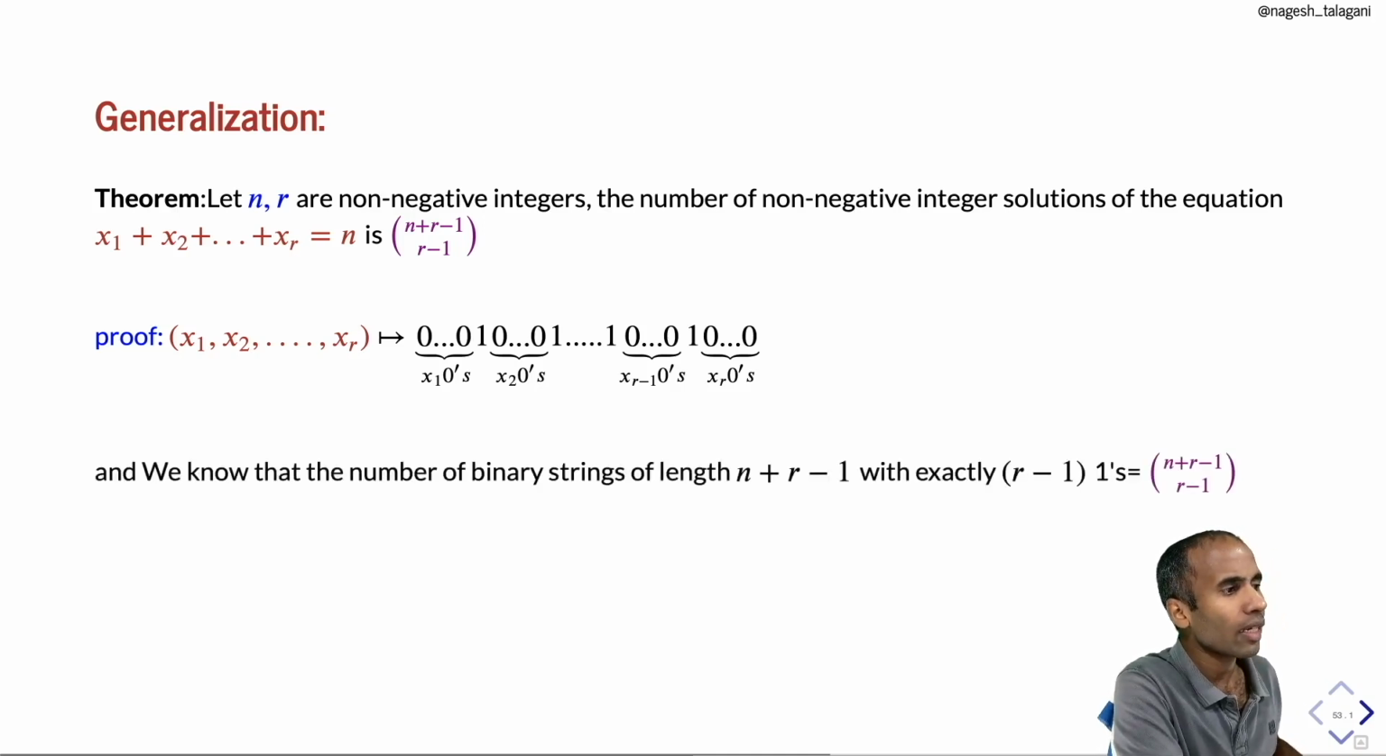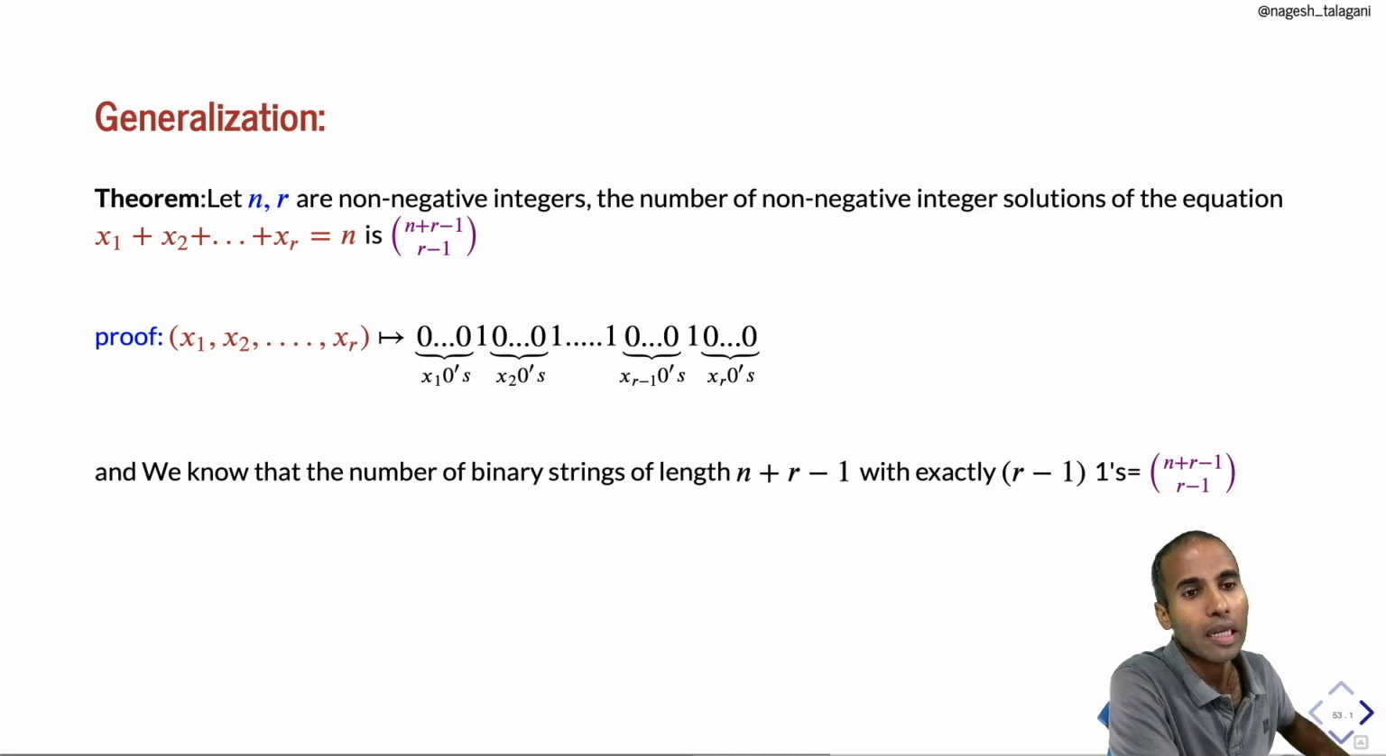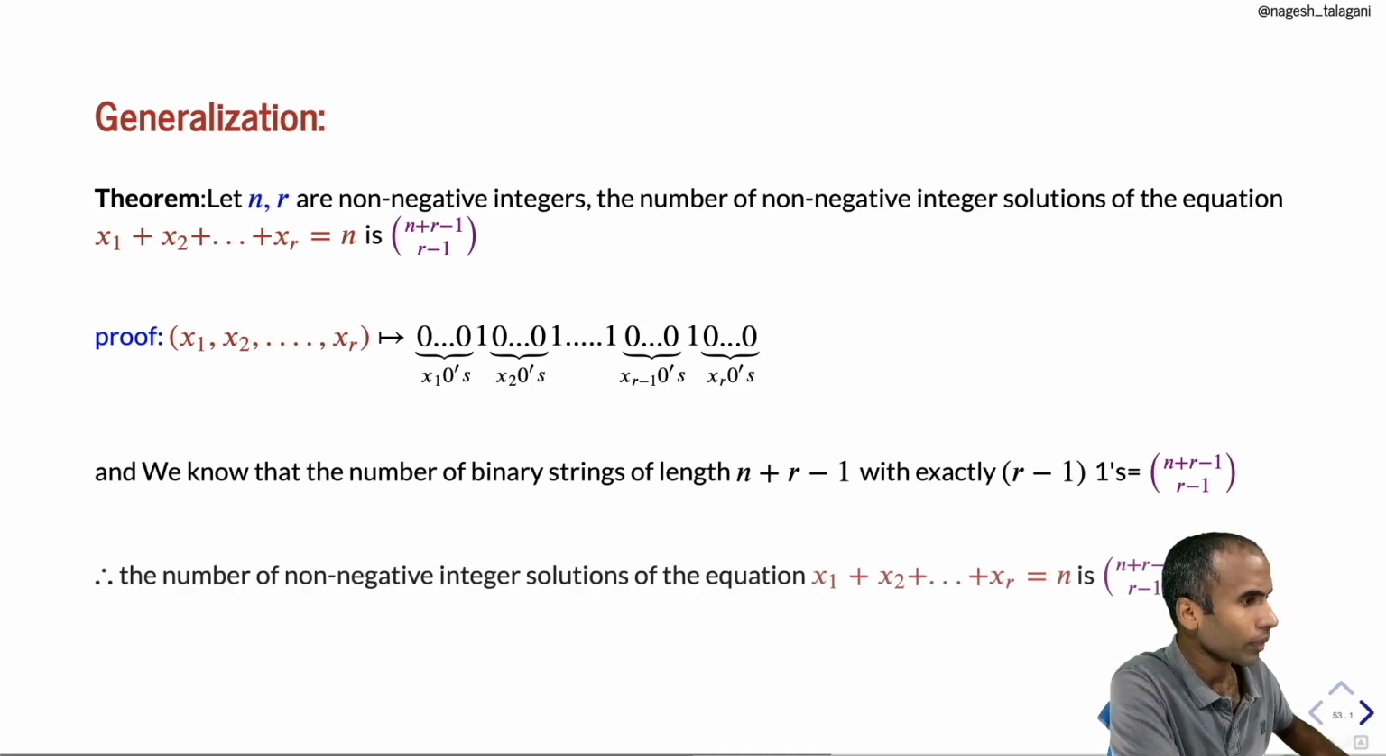And we know that the number of binary strings of length n plus r minus 1 with r minus 1 ones is n plus r minus 1 choose r minus 1. Therefore, by pattern recognition, the number of non-negative integer solutions of the equation x1 plus x2 plus so on xr equal to n is n plus r minus 1 choose r minus 1.